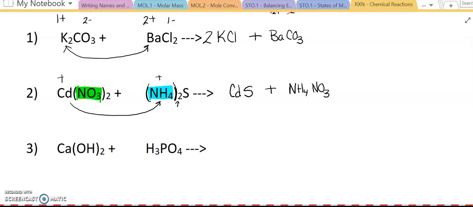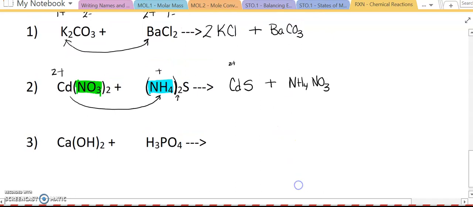Well, according to my periodic table, cadmium is going to be a 2 plus. And according to my periodic table, group 16, sulfur, is going to be a 2 minus. So a 2 plus and a 2 minus, they're going to cancel each other out, and cadmium sulfide is just going to be Cd with a capital S. Polyatomics, NH4 ammonium has a 1 plus charge, and NO3 has a 1 minus charge. And again, it's a 1 plus and a 1 minus, so I don't have to worry about subscripts, and that means neither the NH4 nor the NO3 goes in parentheses in this chemical formula.